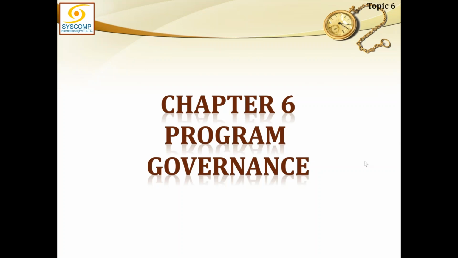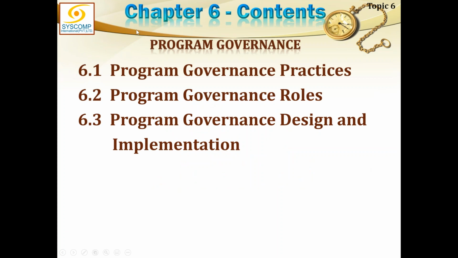Today we are starting the sixth chapter, and that is on program governance. After this, we will be covering the longest chapter, and that is the program life cycle, followed by program activities. There are two chapters which are left after this one. So in program governance, what are we going to cover? There are three subheadings in program governance. Number one is program governance practices, then program governance roles, and program governance design and implementation.